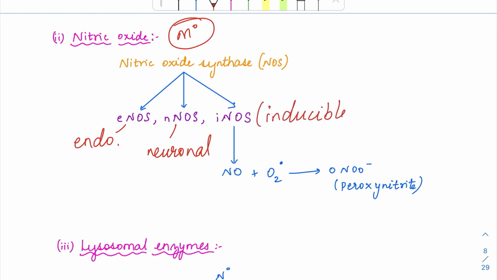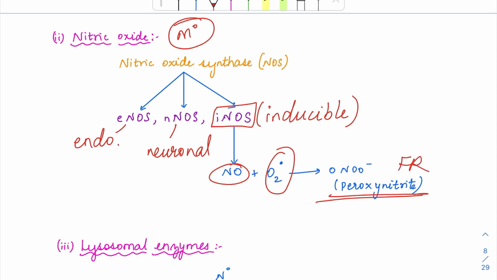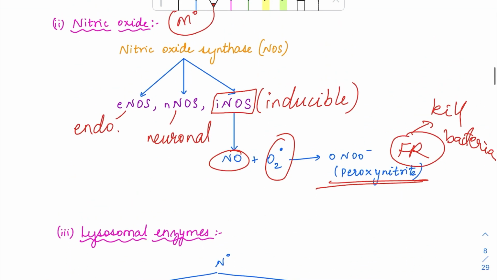So it is this inducible form of nitric oxide synthase which actually leads to the formation of a free radical called peroxynitrite. Whenever nitric oxide is present, it will react with the superoxide free radical in the presence of this iNOS enzyme and form the peroxynitrite, which is again a free radical, and this free radical is going to kill the bacteria or whatever microorganism was ingested.